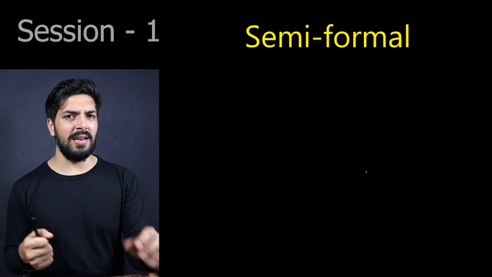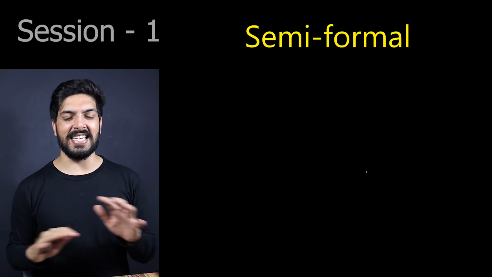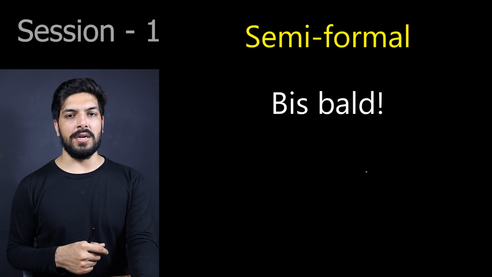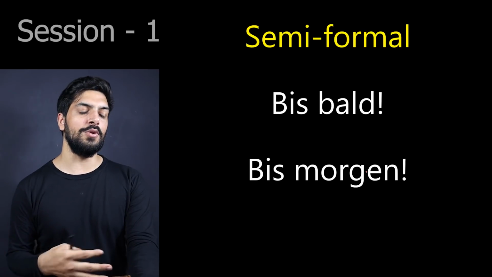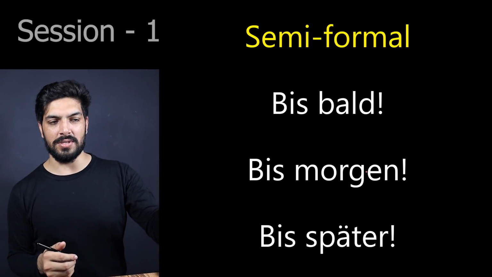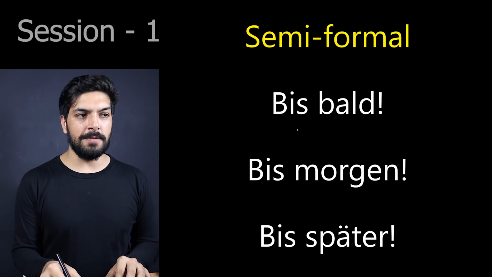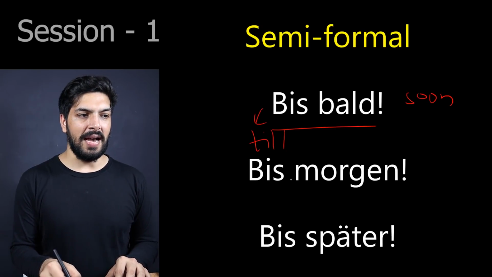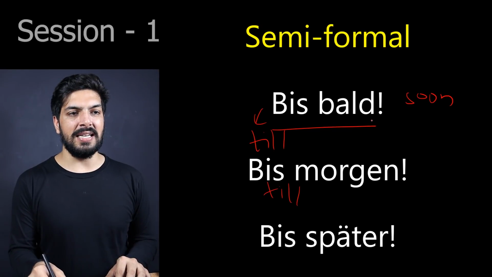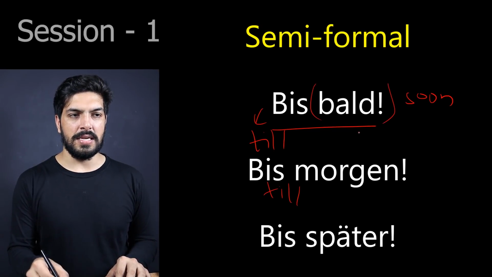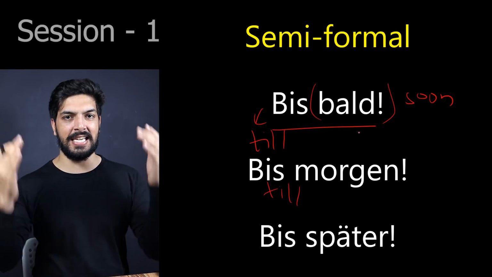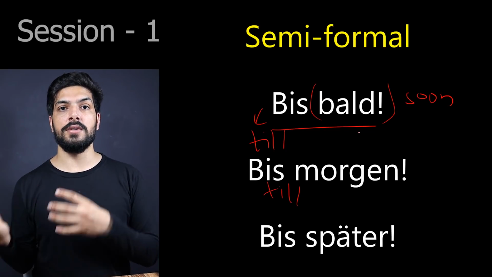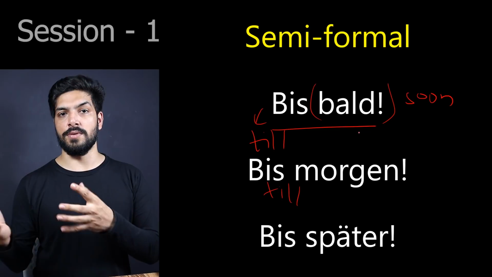Now there's something called semi-formal. I created this for us, right? There's nothing like semi-formal in German, just to add new words to your dictionary. So when you want to tell someone, see you soon, see you tomorrow, and see you later, you can use these phrases. So bis bald is see you soon. Bis is till. Everywhere bis is till, remember that. And bald is soon. So how do you remember this word bald? If I do not take care of my hair, I'll be bald soon. You can remember it this way. So bald is soon, right? So bis bald means see you soon or till soon.